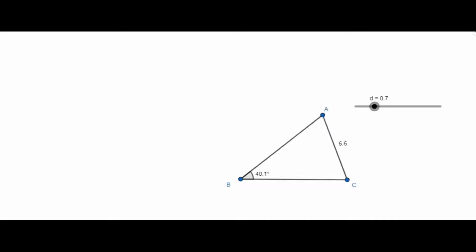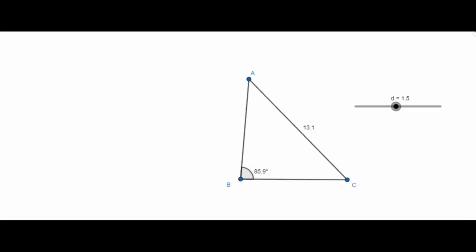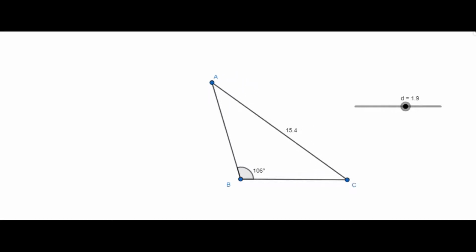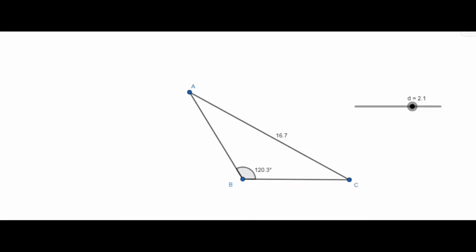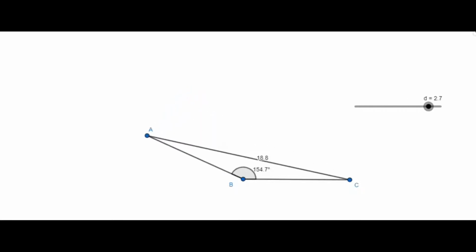Now, if we increase the angle a little, let's increase it to 51.6 degrees, we see that the side length has now increased to 8.4 units. If we increase it further, it has now become 10.5 units, and as we keep increasing the angle, you see that the opposite side length keeps on increasing also.